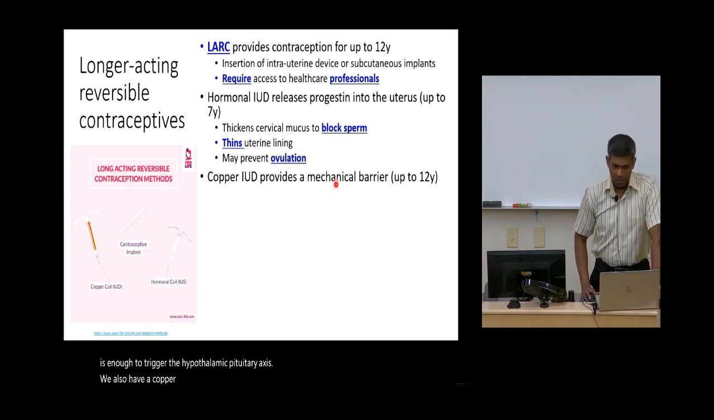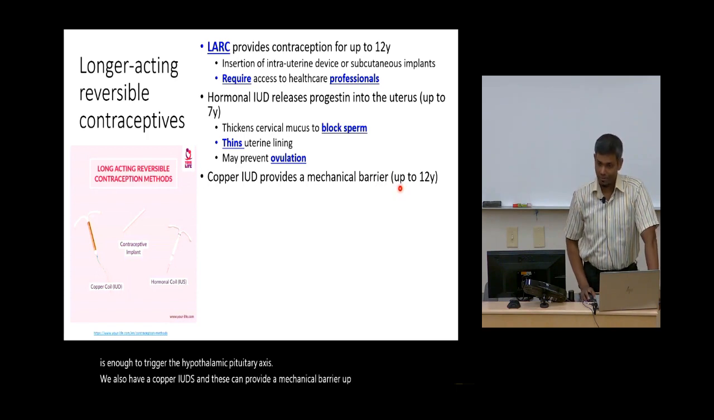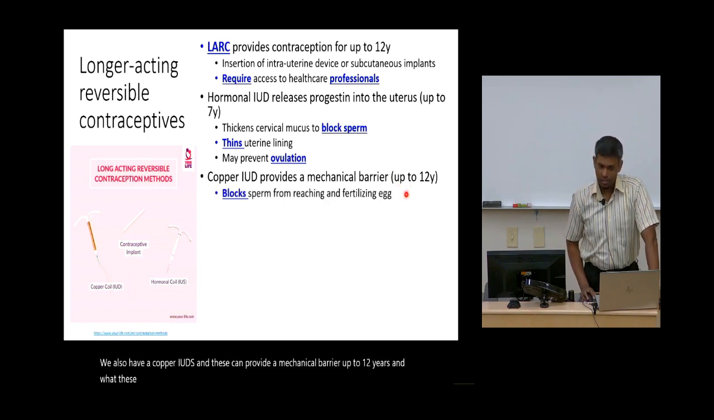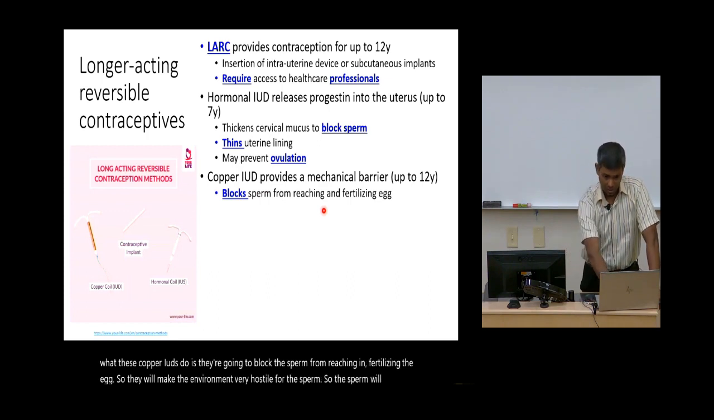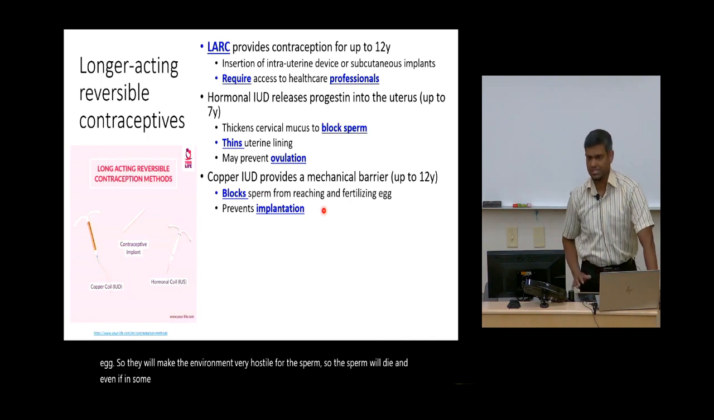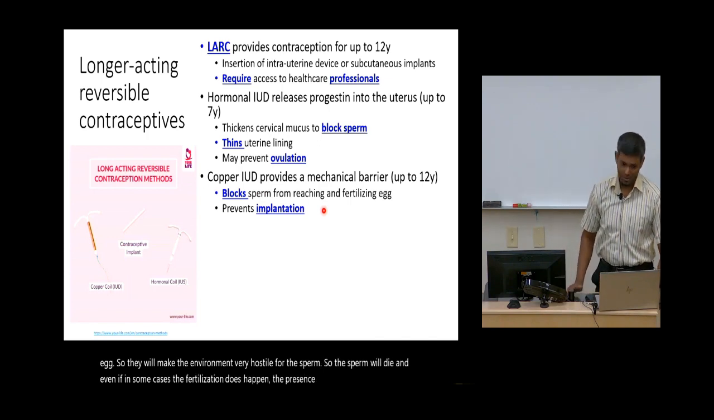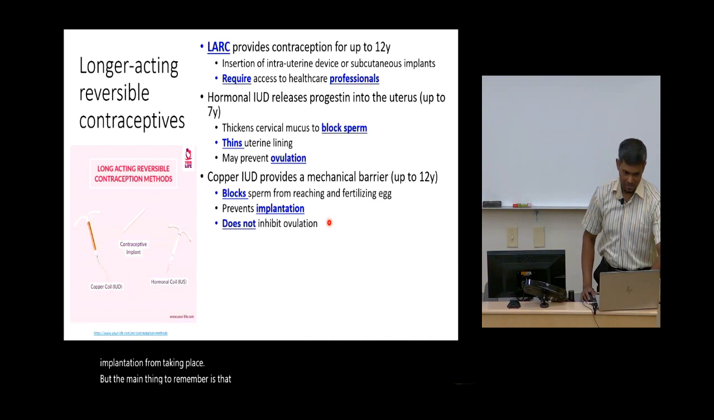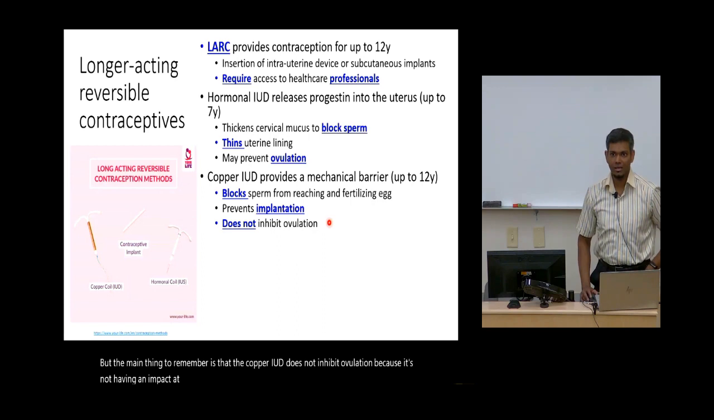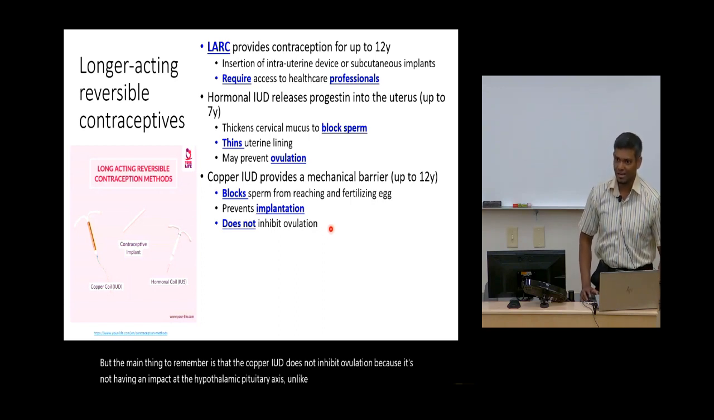We also have copper IUDs, and these can provide a mechanical barrier up to 12 years. And what these copper IUDs do is they're going to block the sperm from reaching and fertilizing the egg. So they will make the environment very hostile for the sperm, so the sperm will die. And even if in some cases the fertilization does happen, the presence of the copper IUD will prevent implantation from taking place. But the main thing to remember is that the copper IUD does not inhibit ovulation, because it's not having an impact at the hypothalamic pituitary axis, unlike the hormones, right?